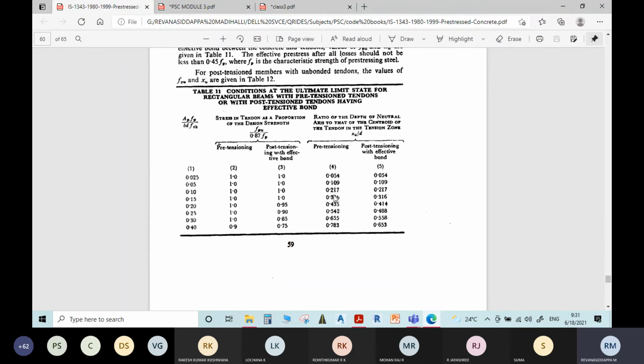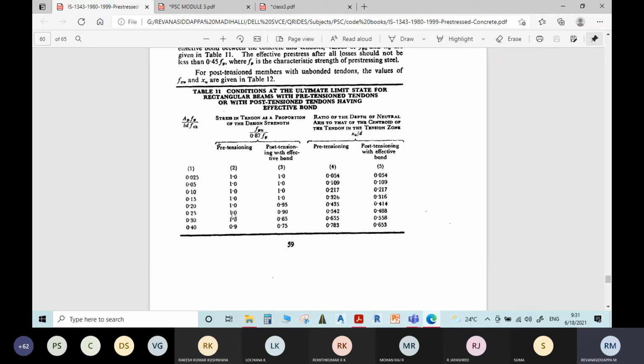We have selected it as 0.5. 0.5 means it will come between 0.435 and 0.542. But we want the corresponding FPU by 0.87 FP value, corresponding to XU by D is equal to 0.5. So what will be the value here?